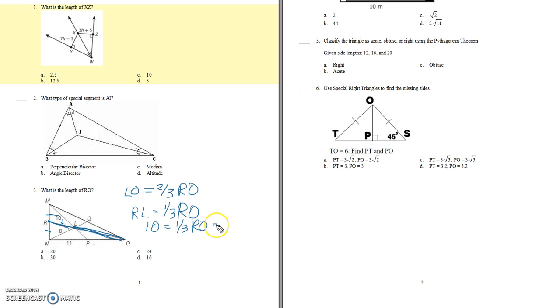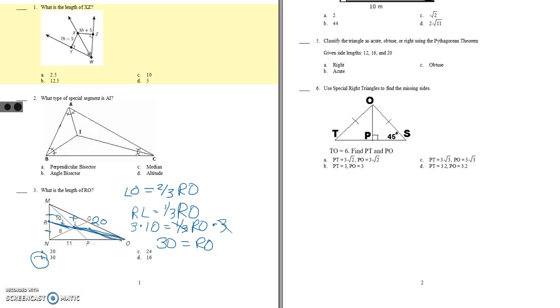So to get rid of 1/3, I would have to multiply by 3. That means my entire length is 30. And that's what they asked me to find, 30. So this answer is B. Now, also, if this is 1/3 and this is 2/3, then that makes LO 20. And then I can add 10 plus 20 to also get 30.